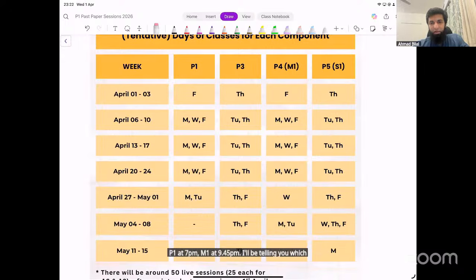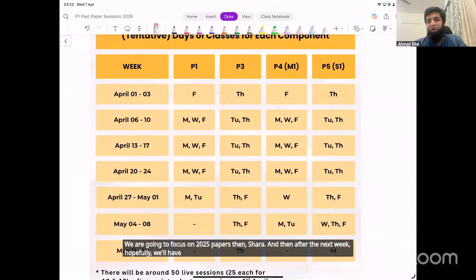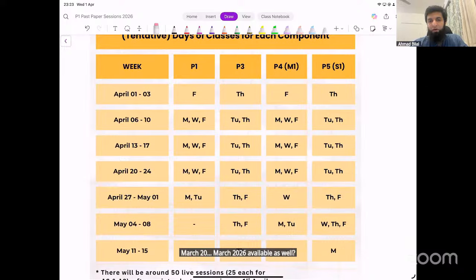I'll be telling you which papers to attempt in about 30 minutes, inshallah, for the next two classes. And then over the weekend, I will tell you what to do for the next whole week, so that you can have a head start and make sure that you attempt those papers before we discuss them in those classes. So in this week and the next week, we're going to focus on 2025 papers, inshallah. And then after the next week, hopefully we'll have March 2026 available as well. Those of you who have it, I will ask you to share that with me as well. We will do March 26 then, and then we'll go backwards after that from 2024, inshallah.